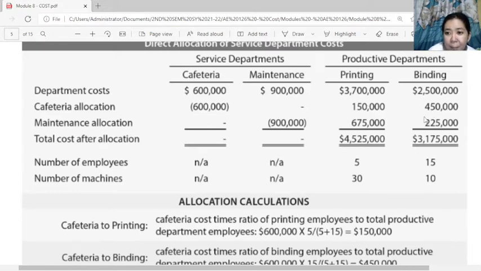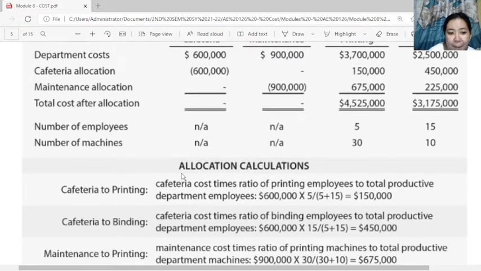And for the binding department, on the other hand, this is 15/20 times 600,000. So that's 450,000. That's how we allocate the cost of cafeteria to the printing and binding departments.